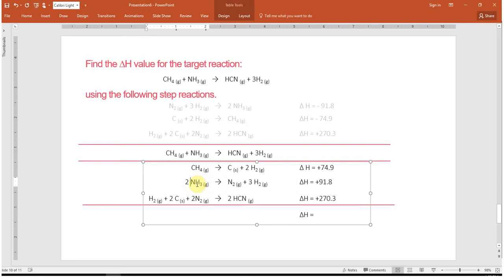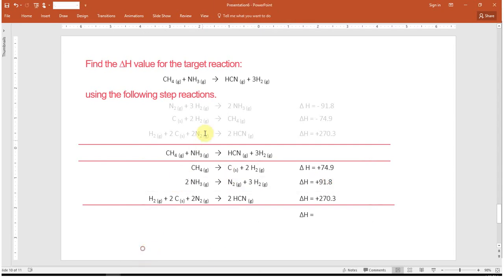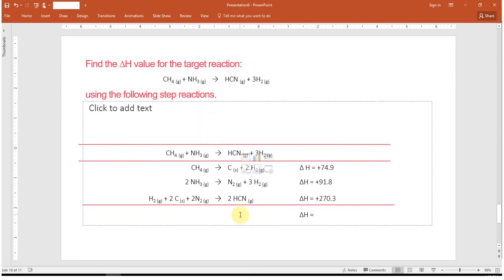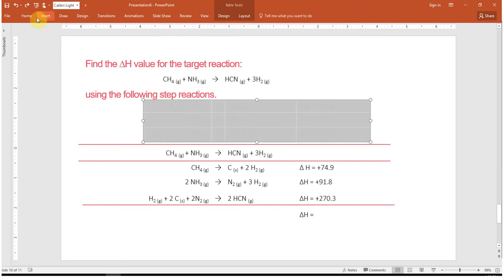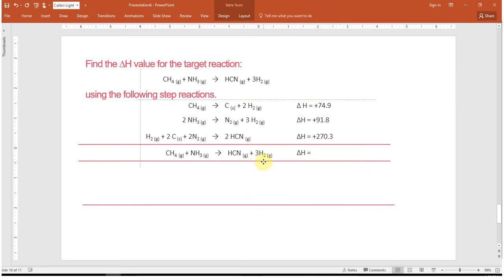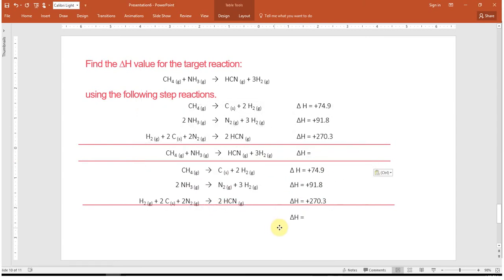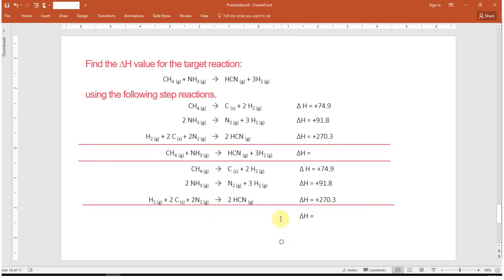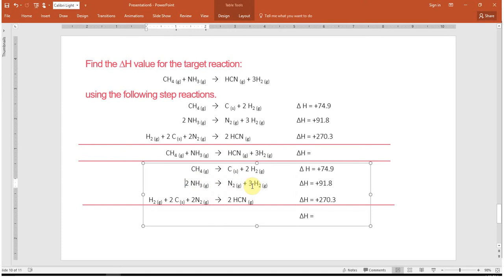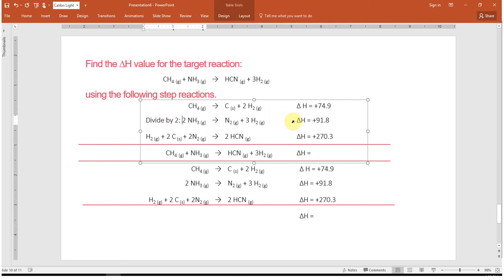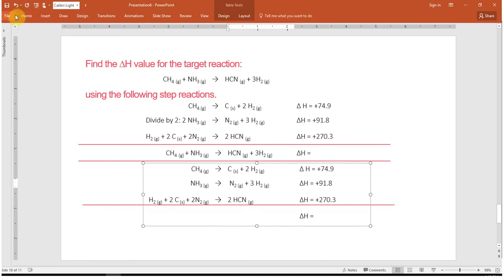Because I only want one, I need to divide this reaction by two. So what we're going to do, if we divide all of this, we're going to go ahead and move this up just to make it nice and easy to follow. I would actually start rewriting this just to be clear, but it's up to you. Because I'm going to be dividing this by two, I'm going to make a note over here. Anything you do to the reaction, you have to do to the delta H. So I'm going to go ahead and divide all of my coefficients by two.